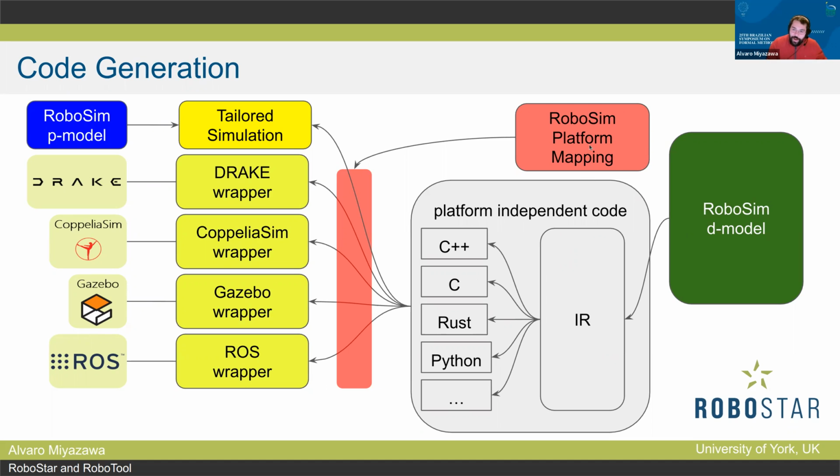Based on the platform mapping that I have just described, we can produce generators to implement wrappers for specific tools like CoppeliaSim and Gazebo, and that basically translates, using information from the platform mapping, the events and operations that the platform-independent code uses in terms of the API of the simulators.